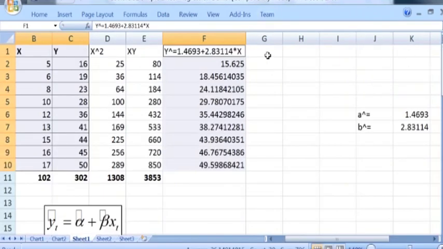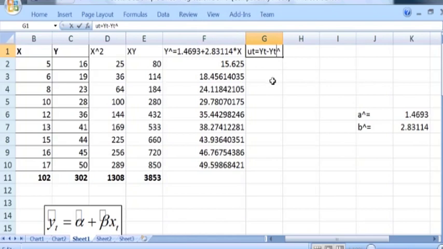So now next, calculate u_t, which is the residuals. It is actually y minus y hat. I'm not using this subscript t. If you want to use the subscript t, then use subscript t for each of y and y hat as well.